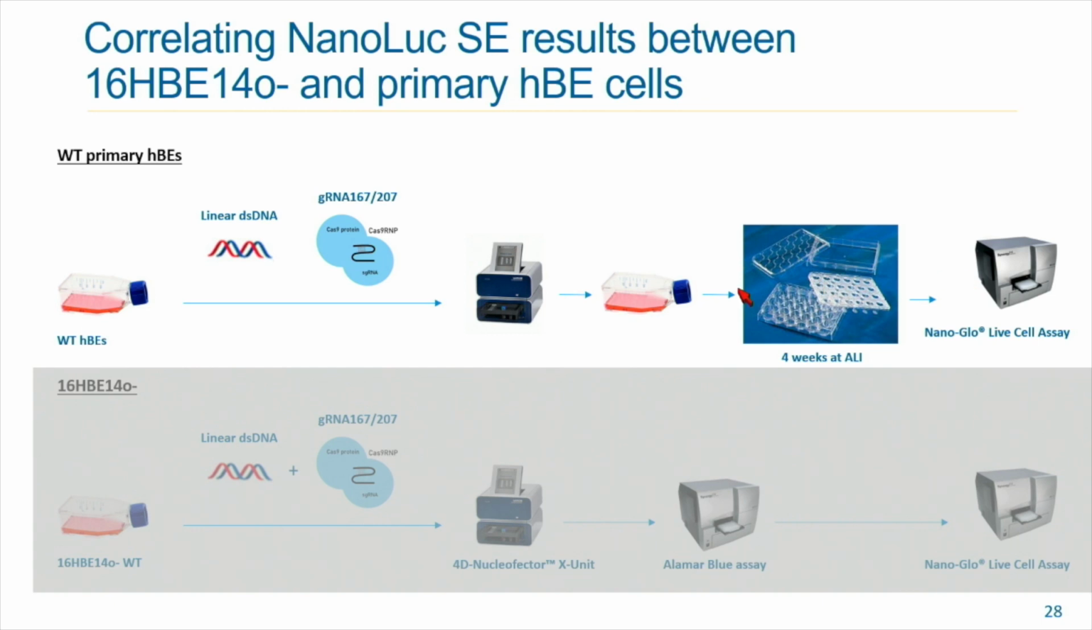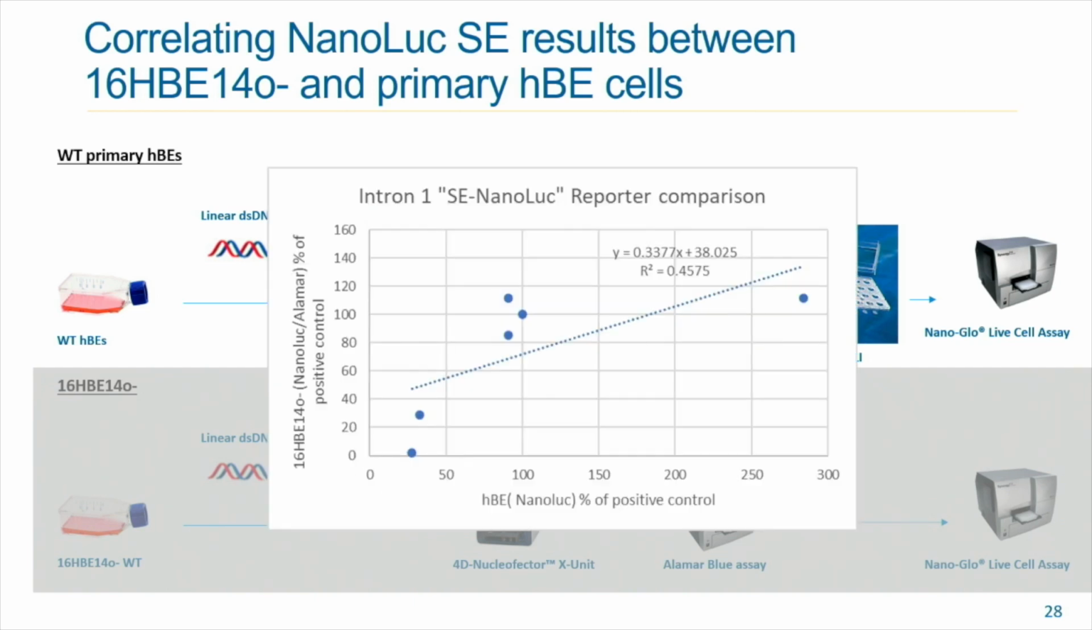Now, to start, we only started with 6 constructs here instead of 40 in the primary cells. And this is the data. On the y-axis is the normalized 16-HBE data. On the x-axis is the normalized primary HBE data.